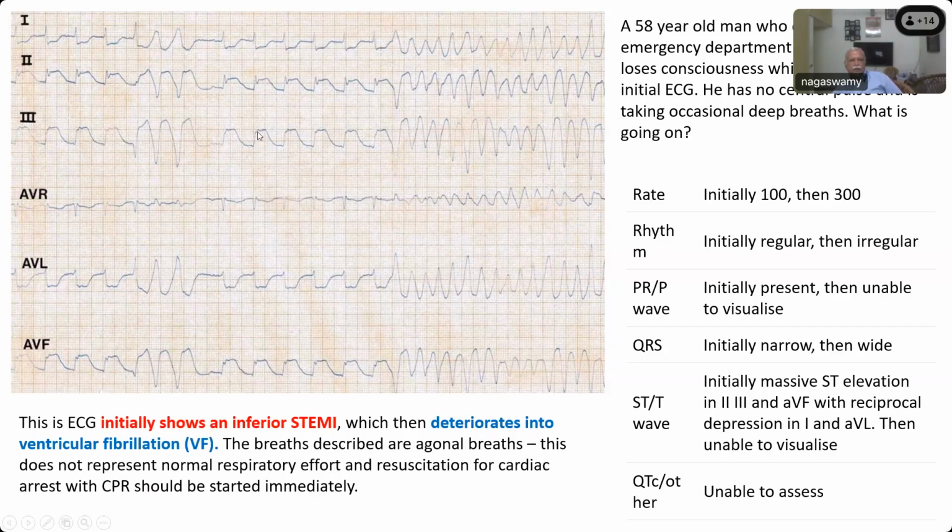So whenever any ECG is given, at least try to make the regular interpretation based on the rate, rhythm, P wave, PR interval, QRS, ST-T. In that orderly fashion, at least write the findings. Even if you are not able to make the correct diagnosis, write the findings, you will get the marks. So make it a habit to go for this routine interpretation rather than just jumping into conclusions.